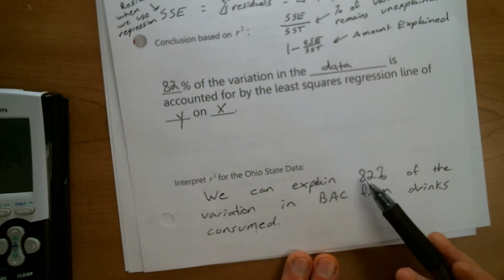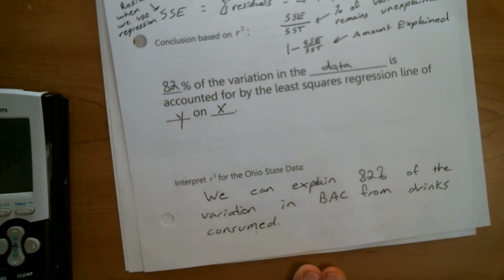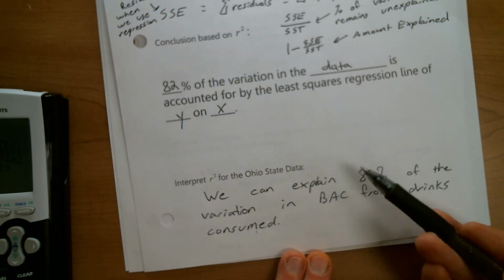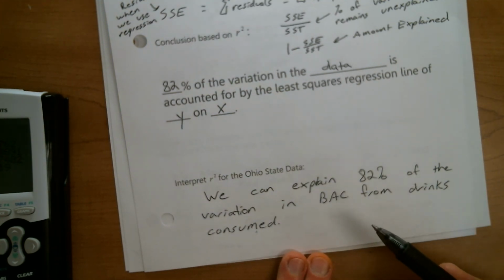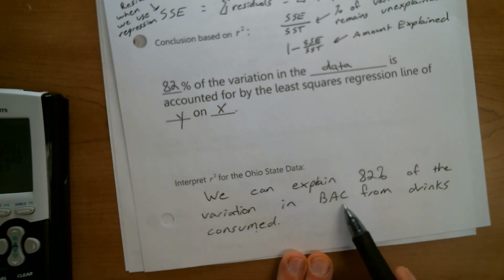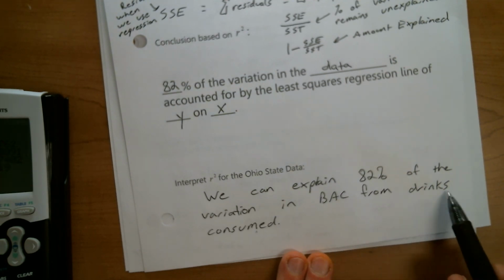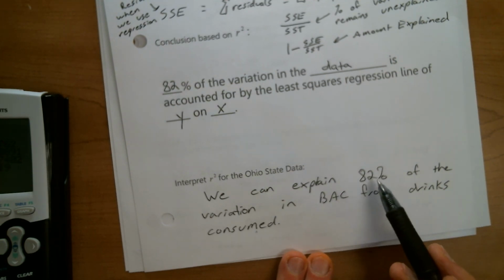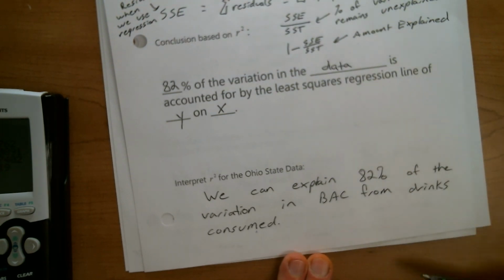What's the other 18%? Well, we don't necessarily know, but it could be things like body weight. It could be things like, what have you eaten that day? All sorts of other factors. So we can't explain all the up and down. We don't have all the information. But just by looking at this one factor, we can explain 82% of the up and down that happens in BAC. Can't explain all of it, but we can explain about 82% of it.